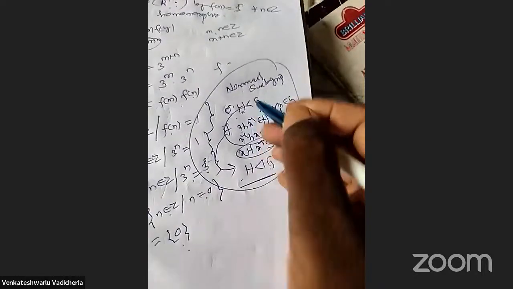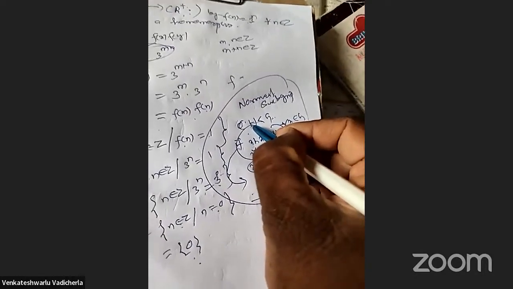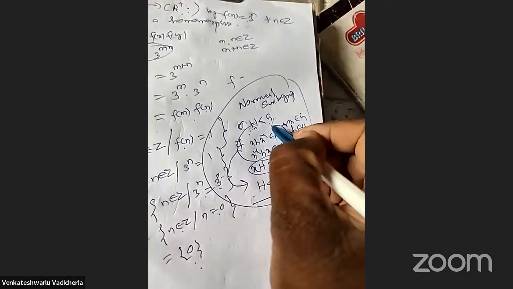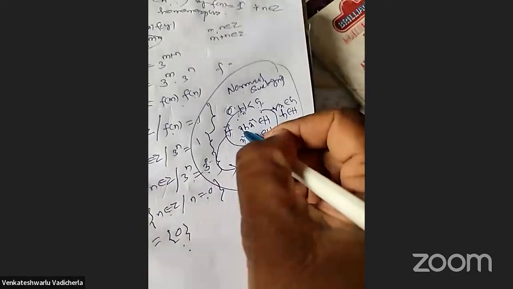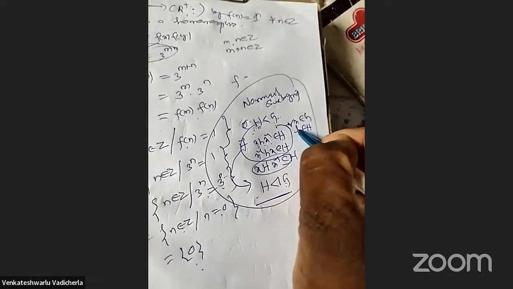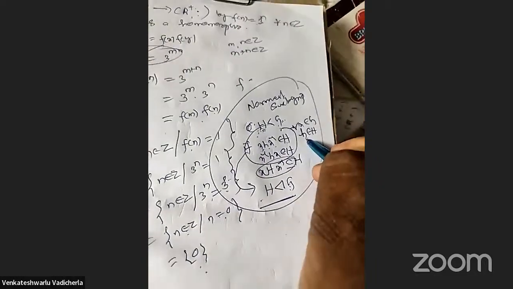What is the normal subgroup definition? H is a subgroup of G. Then H is said to be a normal subgroup of G if the condition x h x inverse belongs to capital H, where x is an element of G and small h belongs to capital H. This is the normal subgroup topic we will learn.